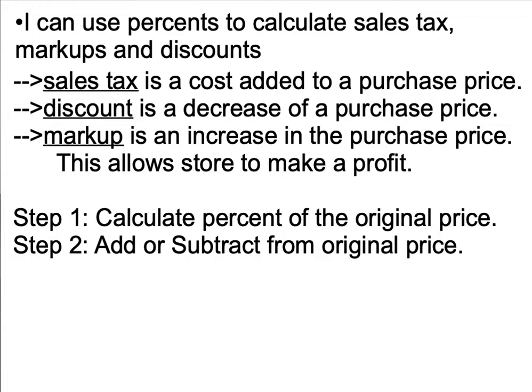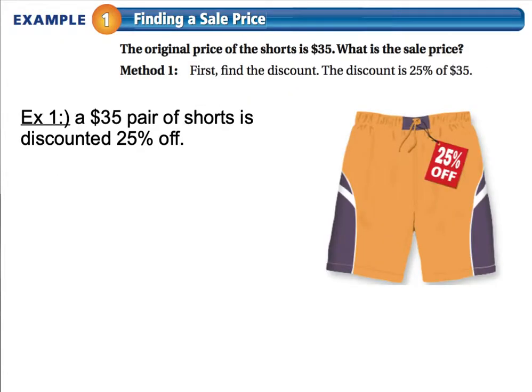So basically, you're going to calculate the percent of the original and then add or subtract it from the original. You will add for markup and sales tax. You will subtract for discount or markdown. The original price of the shorts is $35. What is the sell price?